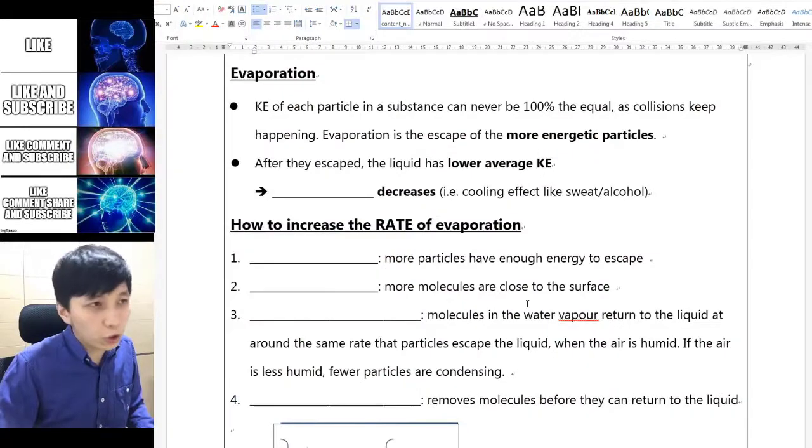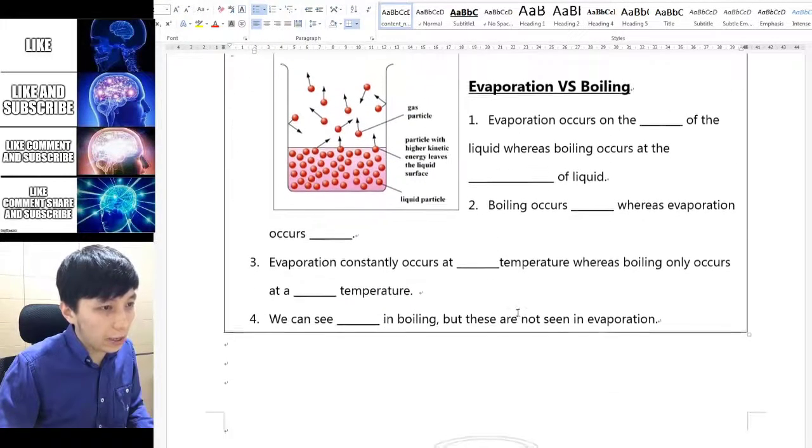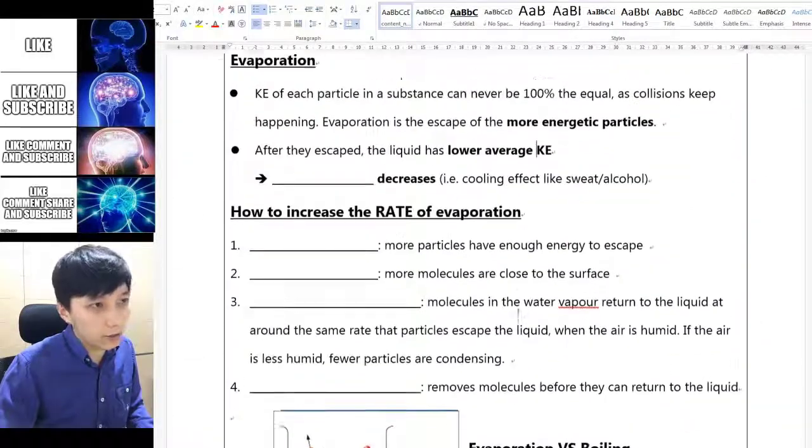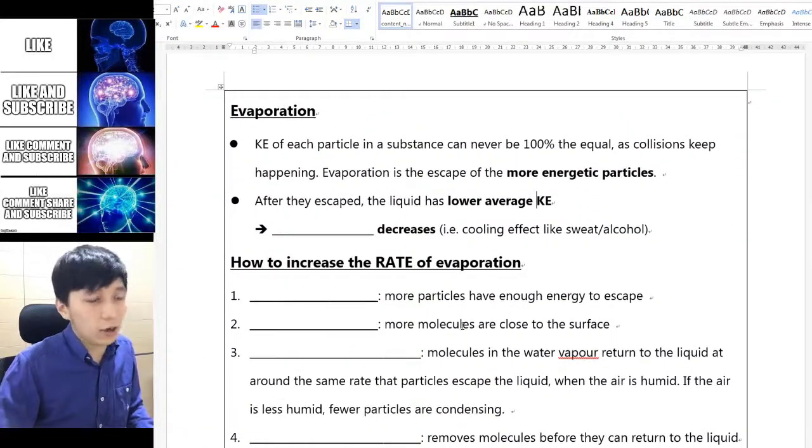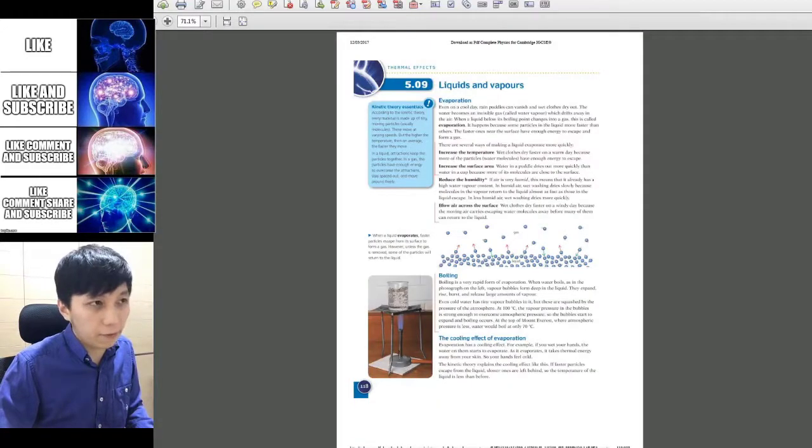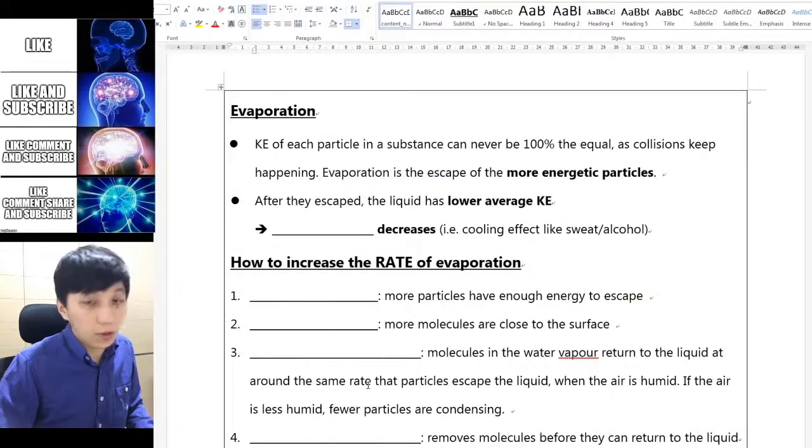And after you watch this, I would like you to try filling in the blanks on this page in your notes. And if you don't know the answer, you can also try to look up your textbook. That should be topic 5.09. So pause the video and try it yourself now.